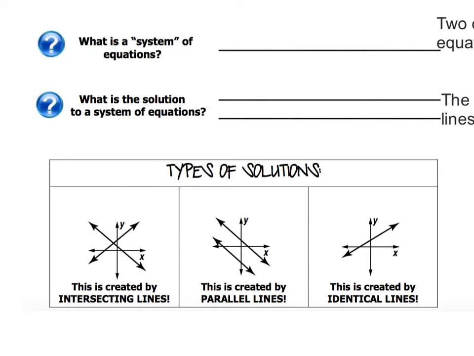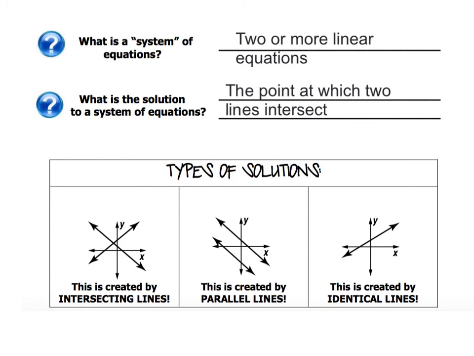Okay, so on your notes here I want you guys to go ahead and fill in the blanks. So what is a system of equations? It's where you have two or more linear equations. For the purpose of this class, we're only going to be dealing with two linear equations. When you move on to some more difficult, higher level math classes, you'll see that sometimes you'll have more than two linear equations.